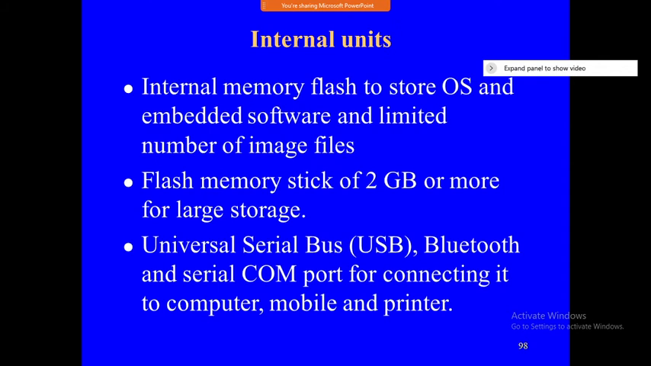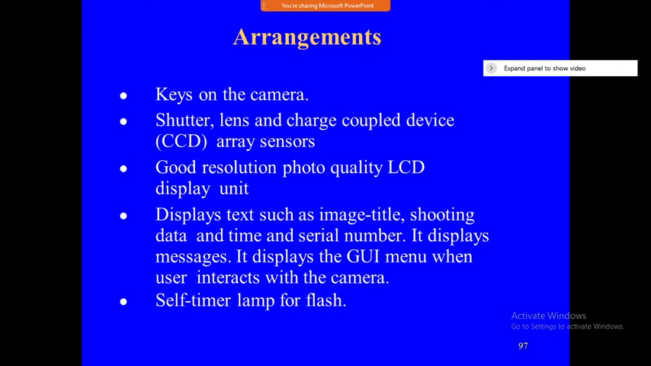Here we see how the internal components are arranged. Keys on the camera will be there, a shutter, and a lens. The charge coupled device, CCD array, sensors will be there, and a good-resolution, photo-quality LCD display unit. It displays text such as the image title, shooting date, time and serial number. It displays messages, and it displays the GUI menu when the user interacts with the system.